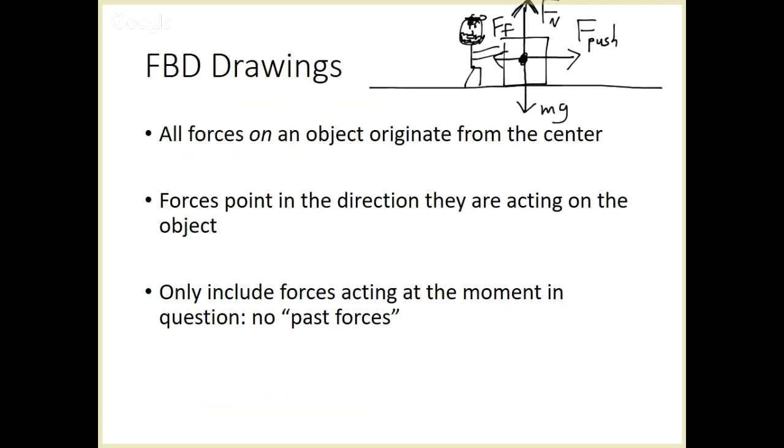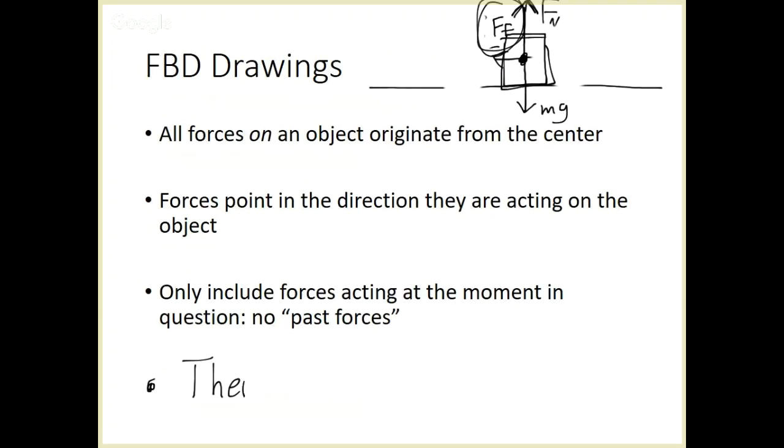One other point about free body diagrams is that I only want to include forces acting at the moment. I do not want past forces. So if I let go, the moment my hand loses contact, this push force is gone and should not be included in a free body diagram. Even if the box is still moving to the right because I had pushed it in the past, it should no longer be a part of the diagram because there's no longer a force to the right. In fact, it'll probably slow down as a result of this friction, pointing in the opposite direction of motion.